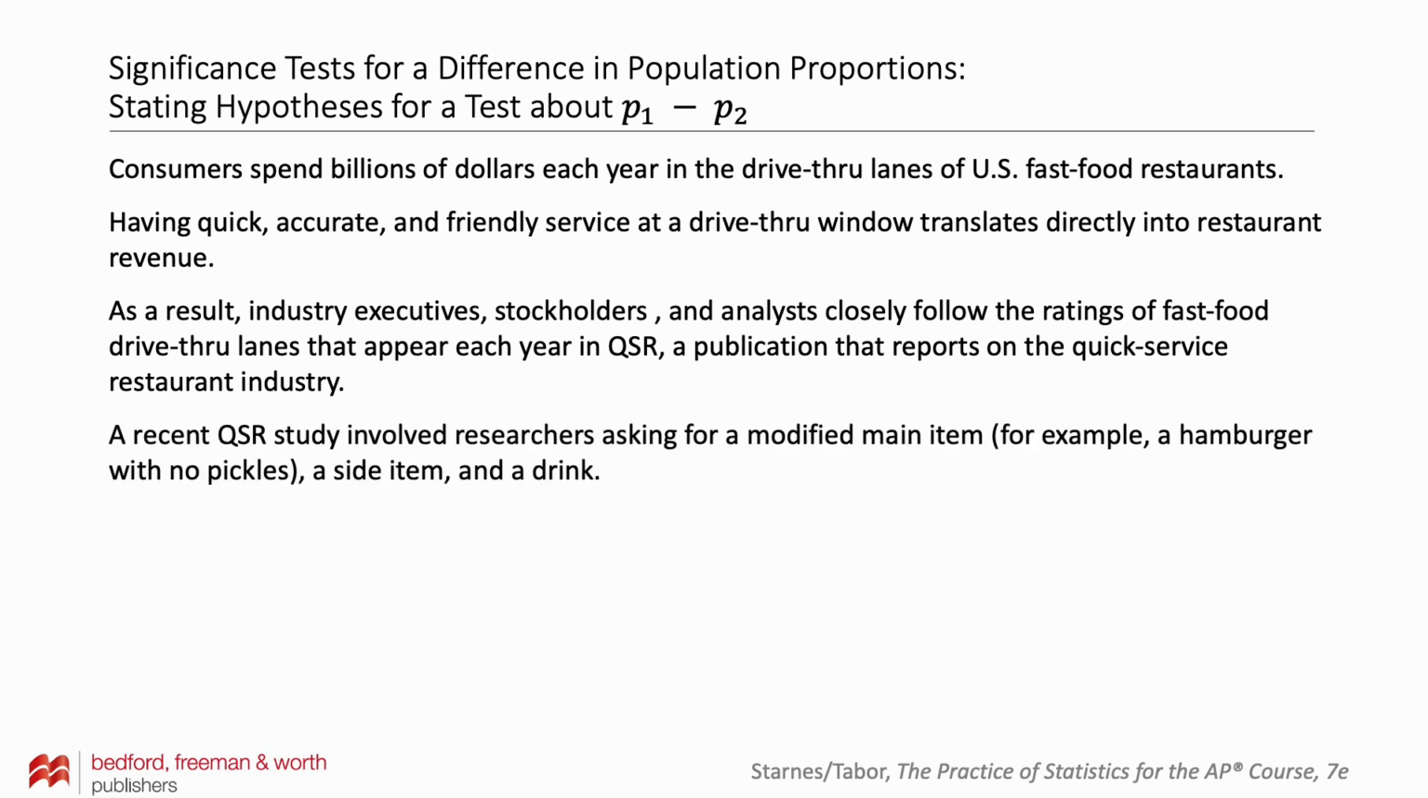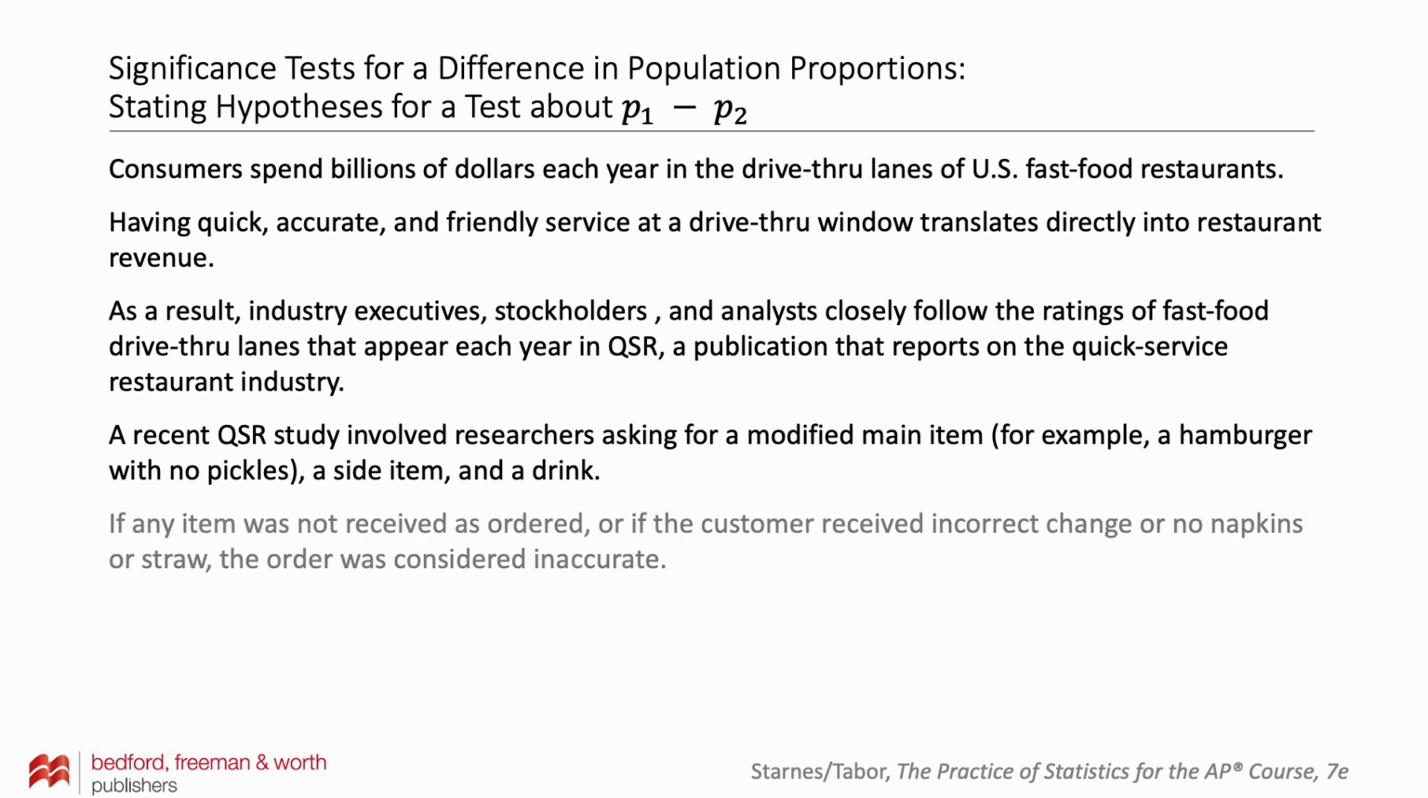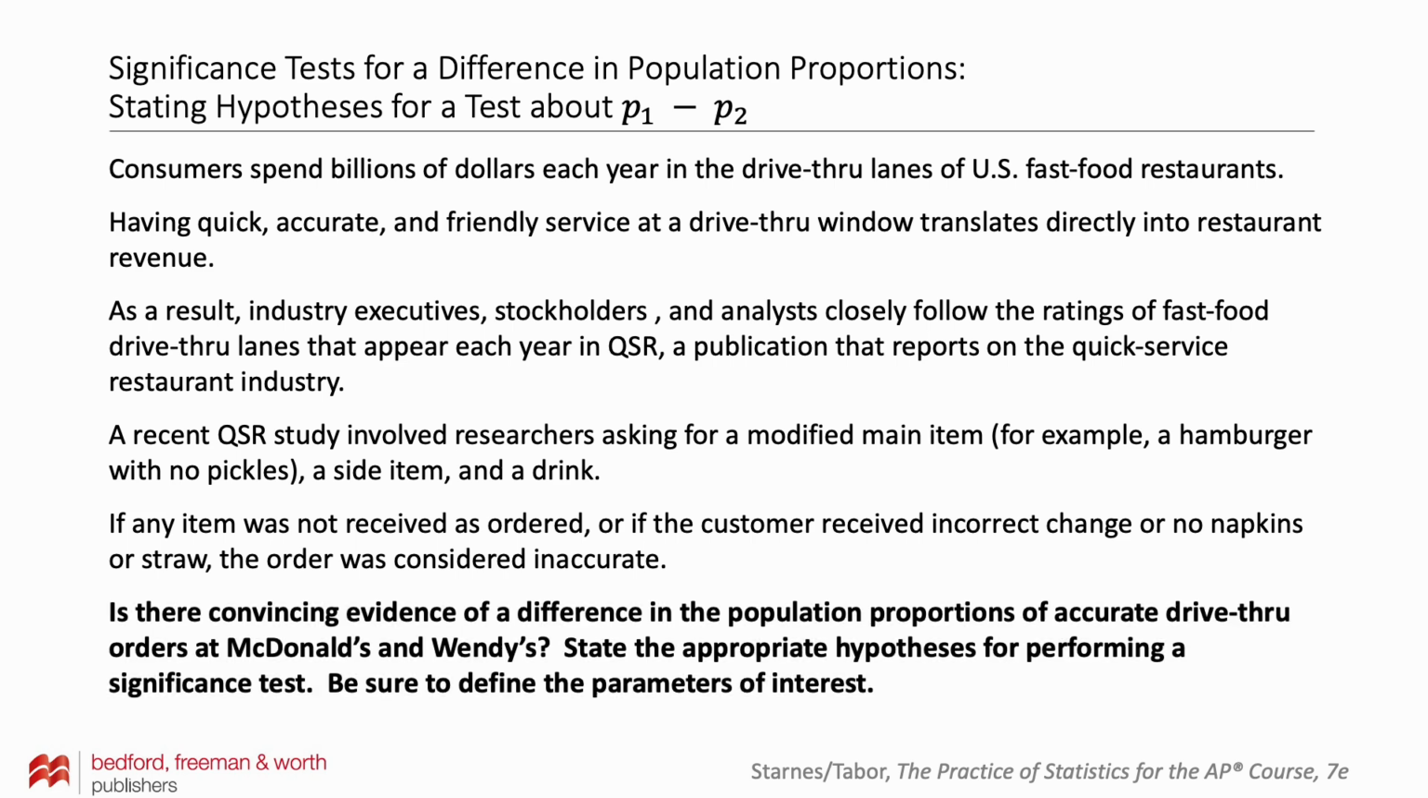A recent QSR study involved researchers asking for a modified made item, so for example, a hamburger with no pickles, a side item, and a drink. If any item was not received as ordered, or if the customer received inaccurate change or no napkins or straws, the order was considered inaccurate. So the question is: is there convincing evidence of a difference in the population proportion of accurate drive-through orders at McDonald's and Wendy's? And then the second part is: state the appropriate hypotheses for performing a significance test. Be sure to define the parameters of interest.